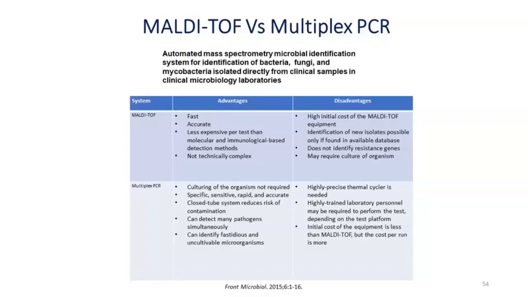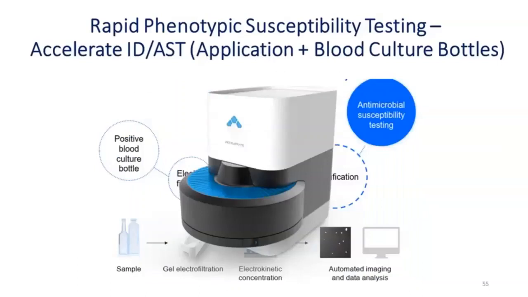We have this new rapid phenotypic susceptibility testing called Accelerate, where you actually have a positive blood culture. You put it through this machine with electrokinetic concentration. It gives you phenotypic antimicrobial susceptibility that can be turned out in a fairly short period of time. Again, this is another methodology that some laboratories have found very useful.